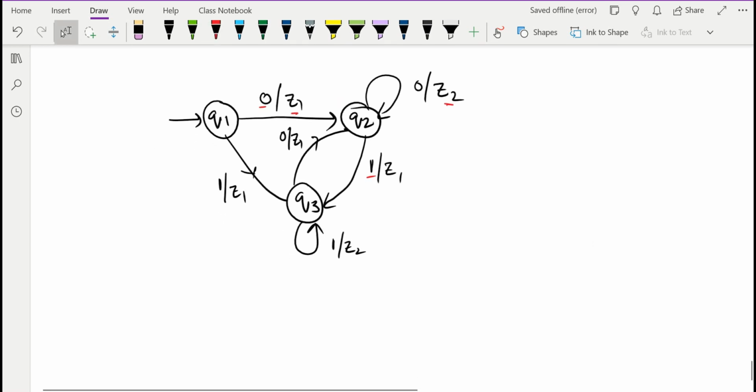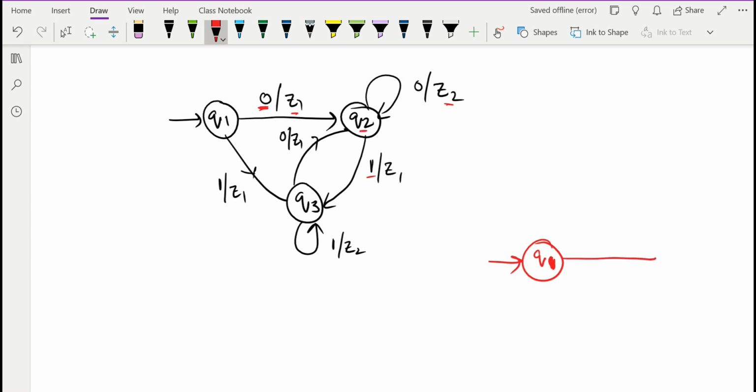So the idea is very simple. How to do it? First you start with the initial state, which is Q1. Now from Q1 on receiving 0 I am going to Q2, and output is Z1. So I have written Z1 with Q2. Please stay with me and you will understand this.